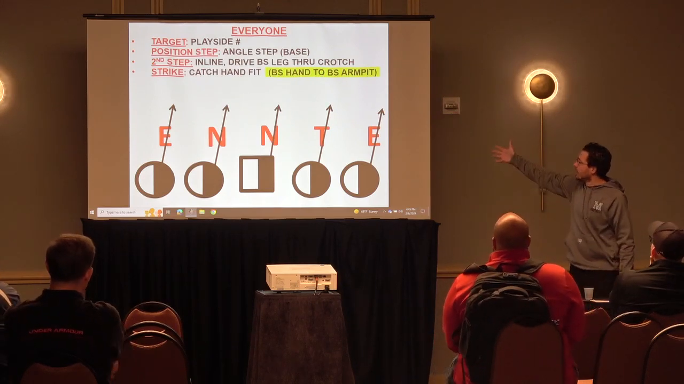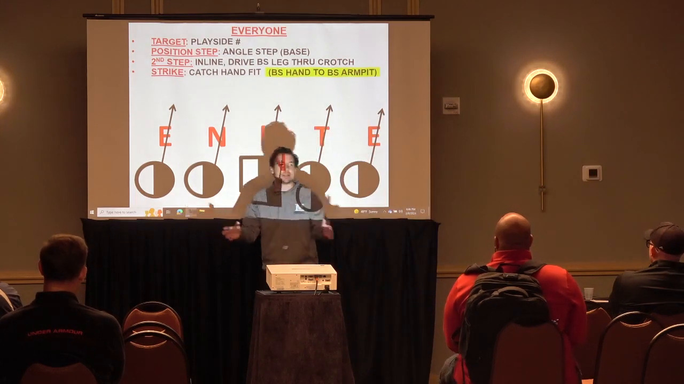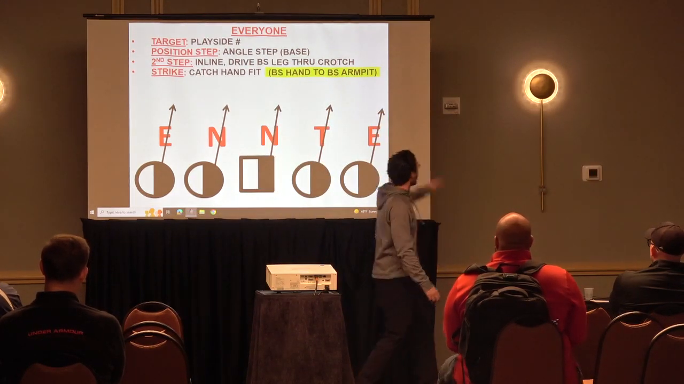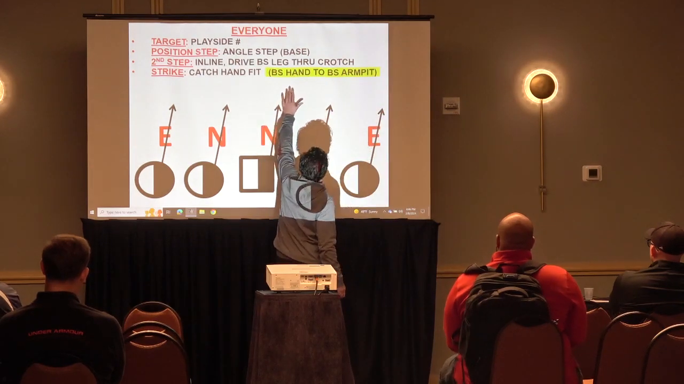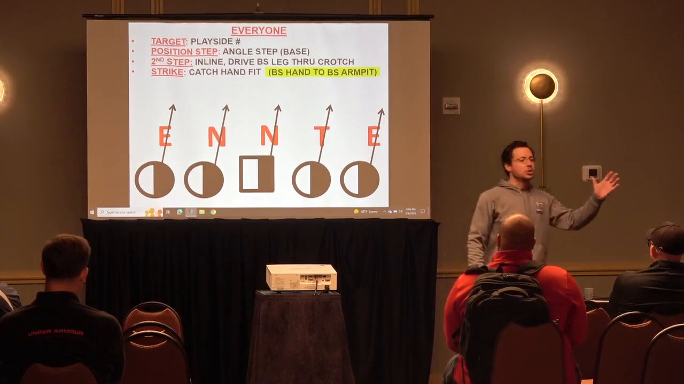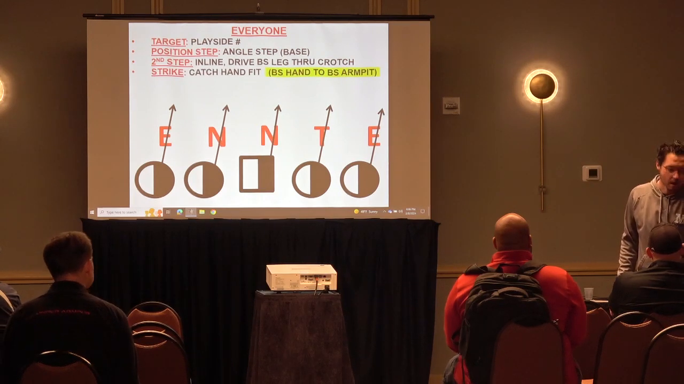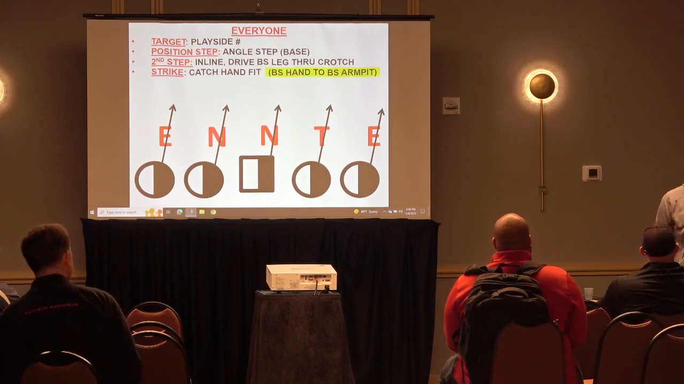So, okay, play side number, great. And now our strike, instead of being a two-hand double uppercut strike, we're going to use, we've been working the heck out of this, a catch hand fit, I call it. We're going to try to get our backside hand, if I'm blocking the coach right here, and he's a 5 technique, I'm setting my angle, his play side number, I want to fit my backside hand in his armpit / rib cage area, all right?